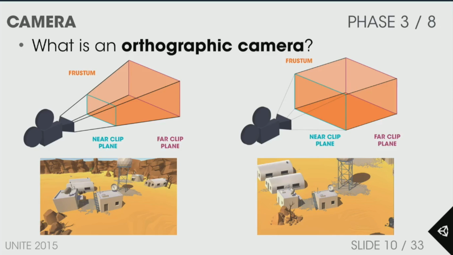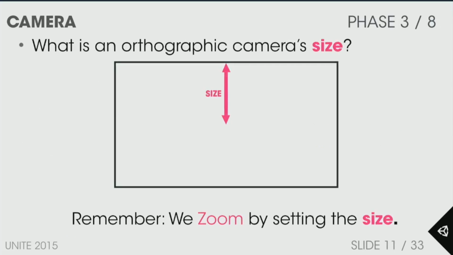So obviously this is used in a lot of strategy games. If you ever played things like Command and Conquer, Red Alert, those kind of old school RTS games, then that's the kind of view that you were looking at. So the orthographic camera's size is how we zoom. Keep that in mind as we go through this theoretical part. And we zoom by changing that size.